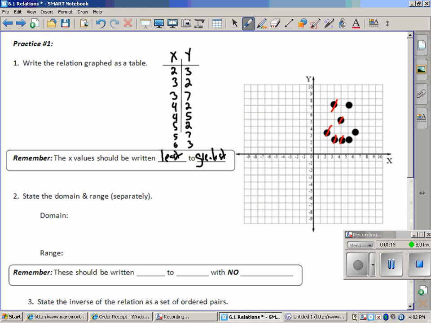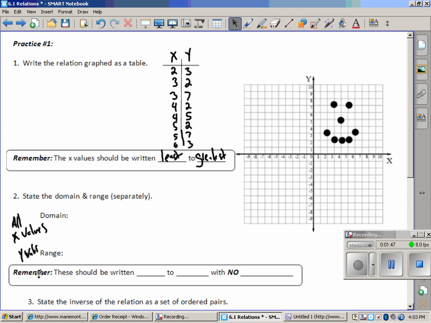Okay, I fit it. So this right here is a graphical version of my group of ordered pairs, and this is a group of ordered pairs in a table. I'll now state the domain and range. The domain is all x coordinates or x values. The range is all y values.